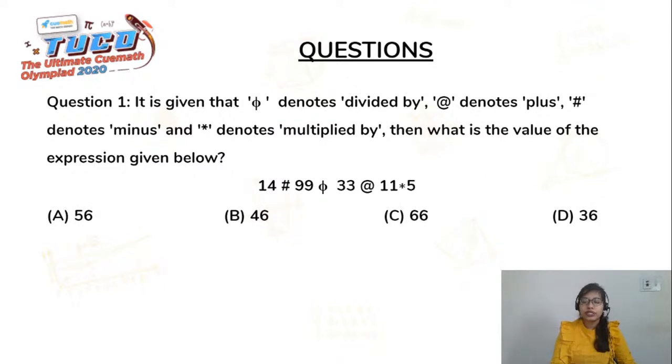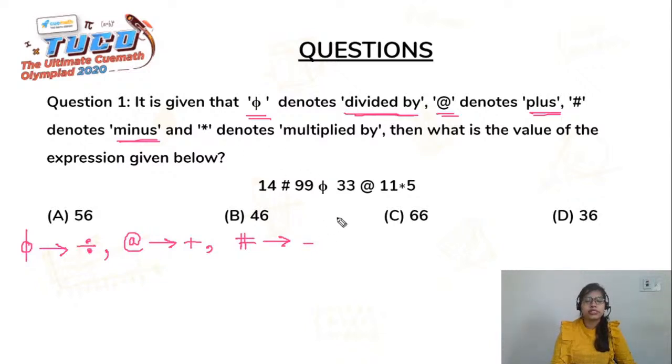Okay, so based on the question given, we are first going to identify what all the details are. It is given that this symbol is known as phi. Okay, phi denotes divided by. So whatever is written, I'm going to write it down here. Phi is denoting divided by, and then you have at the rate, which is denoting a plus, as in addition. Hashtag denotes minus. And then you have a star, which is basically telling you multiplied by. This is multiplication.